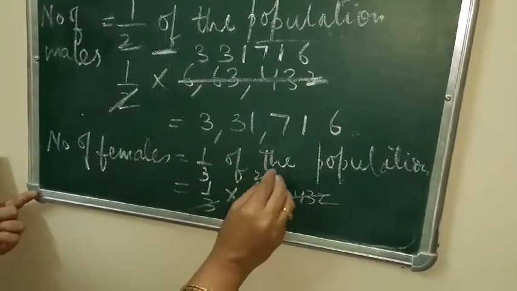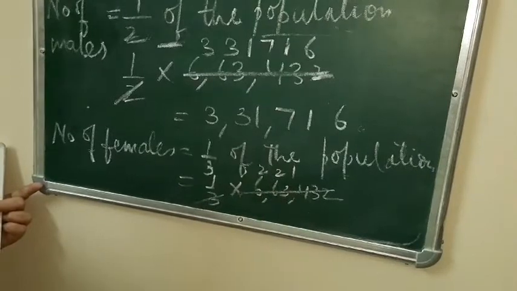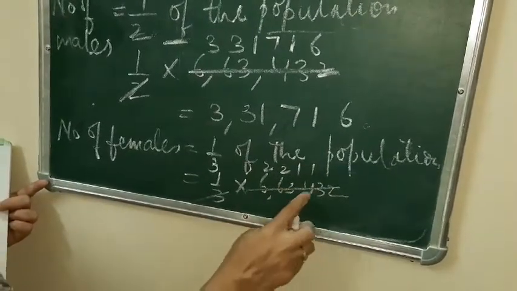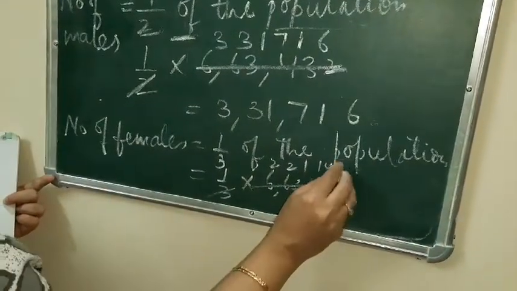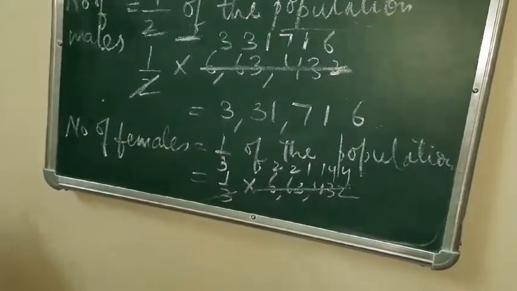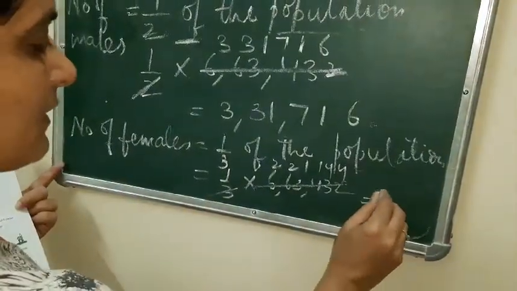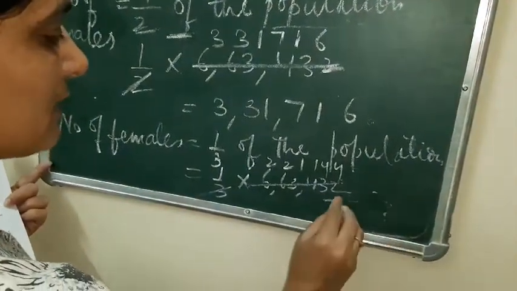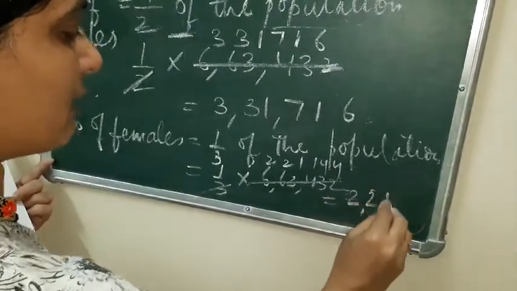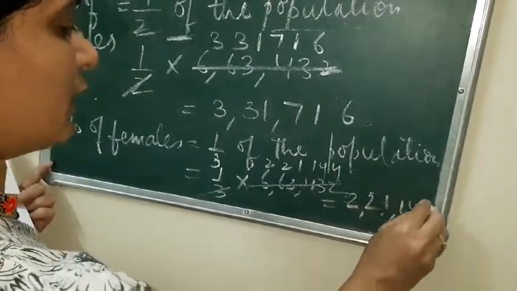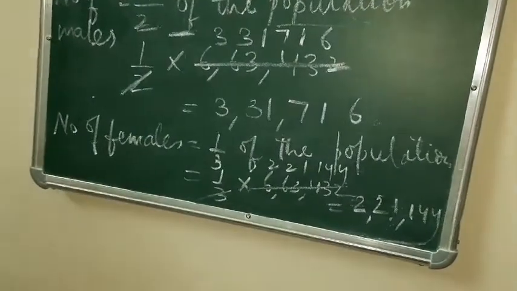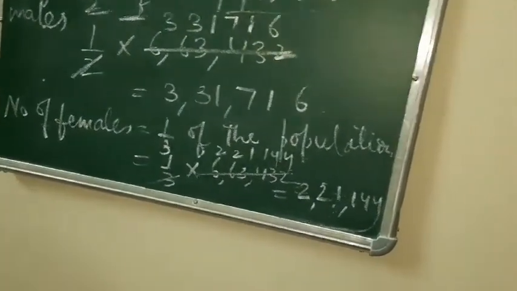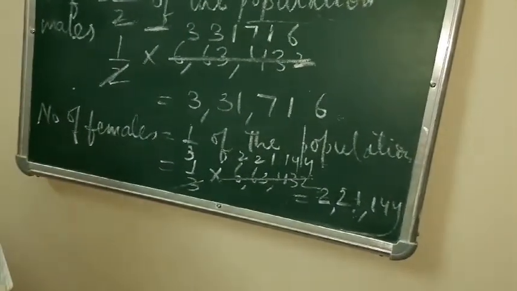3 2s are 6, 3 1s are 3. Now 13 is left, 3 4s are 12. So it is 2,21,144. So these are your number of females. Now it is given, find the number of children in the city.